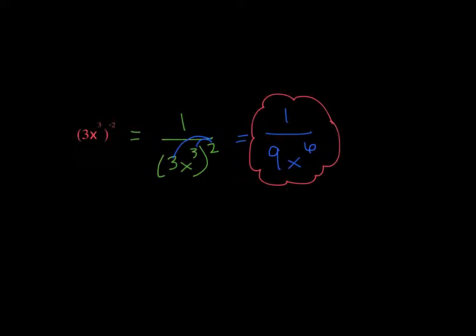Remember, your answer is fully simplified when you can't do any more math. So my exponent's no longer negative, and I used my power of a power rule. I can't divide, I can't multiply, so I'm finished.